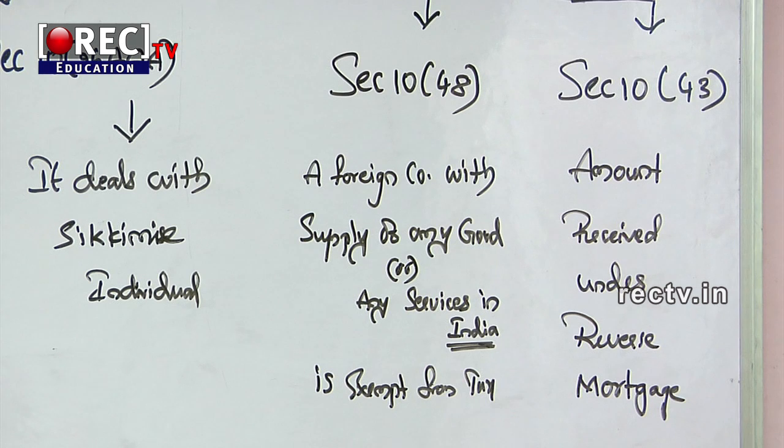Next, section 10 subsection 48. A foreign company supplies any goods or services in India, in relation to which there is an agreement with the central government. It means there should be an agreement for the goods or services provided by a foreign company in India, with the central government. Then for accepting Indian currency as consideration, the profit made on such sale of goods or services is fully exempt from tax under section 10 subsection 48.